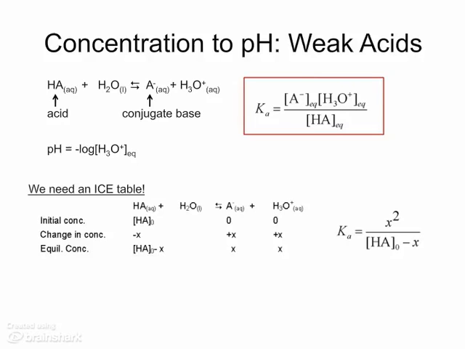So to get Ka, we just take X squared, so A- times H3O+, divided by the initial concentration of HA minus X. So we know that the X value is the H3O+ concentration at equilibrium, and we know that pH is negative log of this X value.